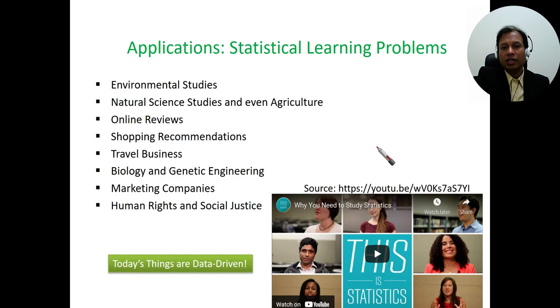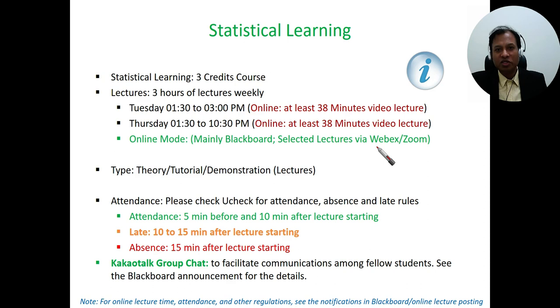So ultimately, this is a 3-credit course and we will have 3 hours of lectures every week. But because it is online, that means we will have at least 38 minutes of video for one lecture, and because we have two lectures in a week, the total is at least 76 to 80 minutes of lectures, but it might be more, because sometimes I really need to explain something more. So the online mode is mainly Blackboard, but for selected lectures, or if I invite some guest lecturers, in those cases we'll have WebEx or Zoom at this time definitely, or if I invite lecturers from other countries, sometimes we might need to adjust the time.